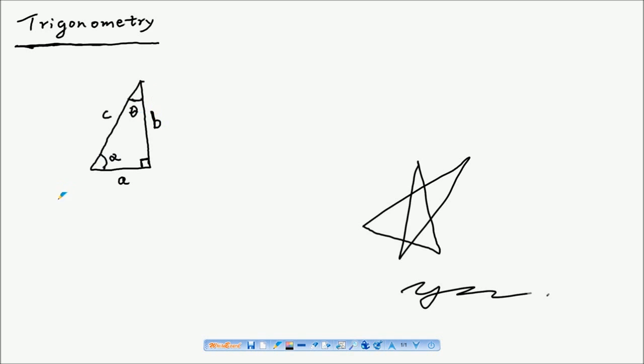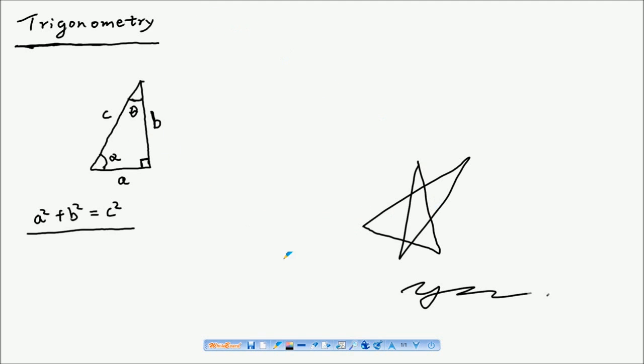There actually is a relationship between the three sides of the triangle, which is our Pythagoras theorem. The length of A squared plus the length of B squared equals the length of C squared. This is your standard Pythagoras theorem formula. Also you have to learn some terminology: hypotenuse, adjacent, and opposite.